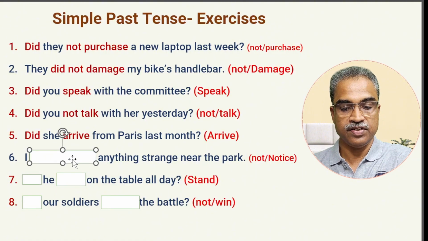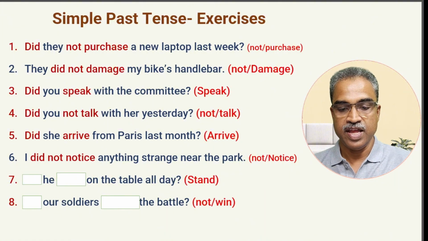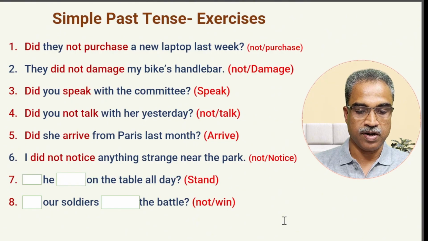And the sixth exercise is not notice. Notice is used here as a verb. So how should it be? I, the subject is I. It doesn't matter in the simple past tense. All subjects, doesn't matter. Whatever the subject, the verb format will be the same. That is the advantage of simple past. So it should be, I did not notice anything strange near the park.